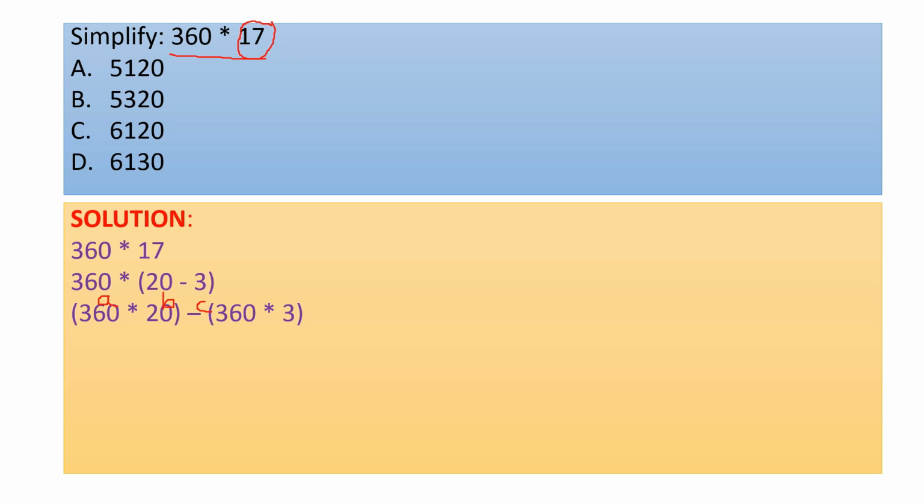So we know the equation A into B minus A into C. A into B gives 360 into 20, minus A into C, which gives 360 into 3. So we get 7200 for 360 into 20, and for 360 into 3 we get 1080. Subtracting these two values gives 6120 as the answer. So the answer is option C.